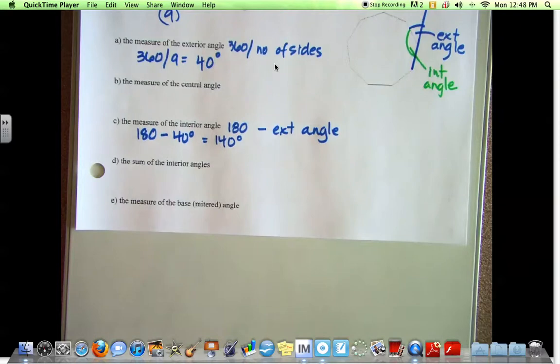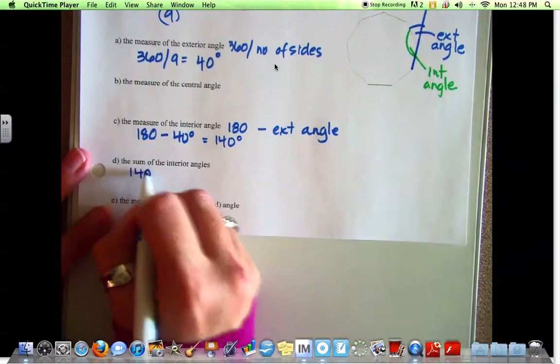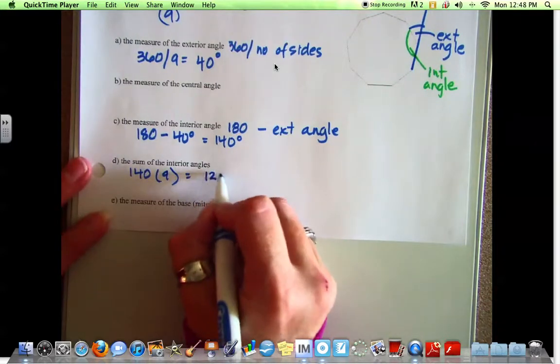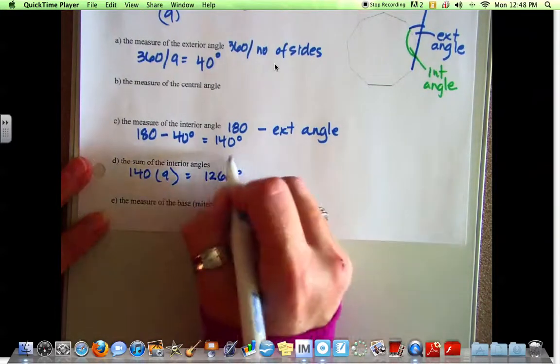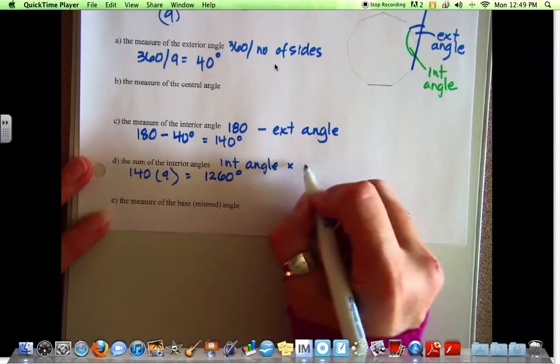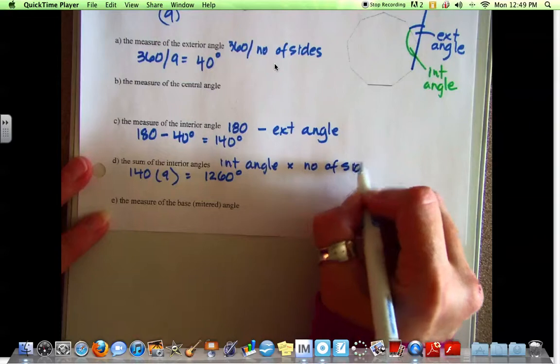How many interior angles do we have on the shape? 9. And the measure of one interior angle was how much? 140. So how do we find the sum of the interior angles? Multiply 140 by 9. Yes. So what is the sum of the interior angles? 1,260. All right, so we found that by taking the interior angle and multiplying it by the number of sides.